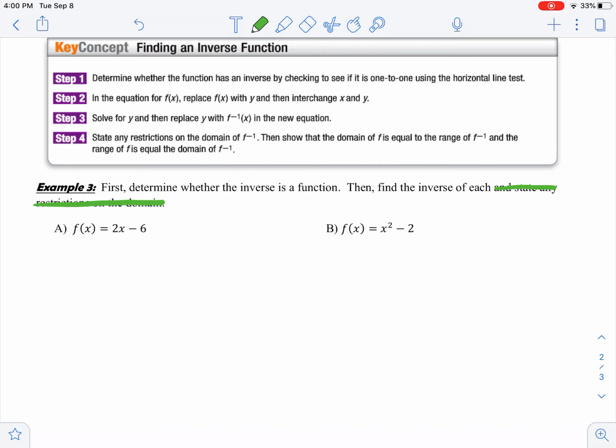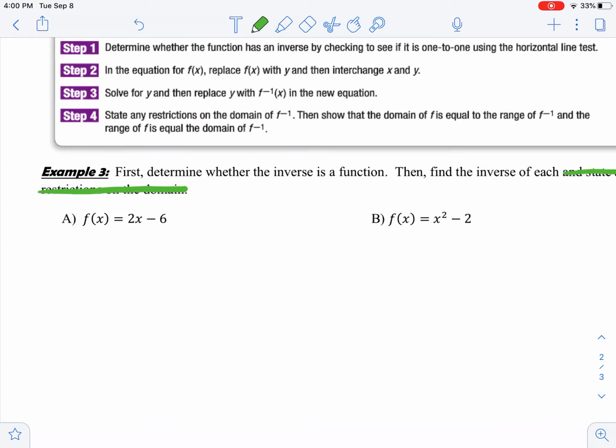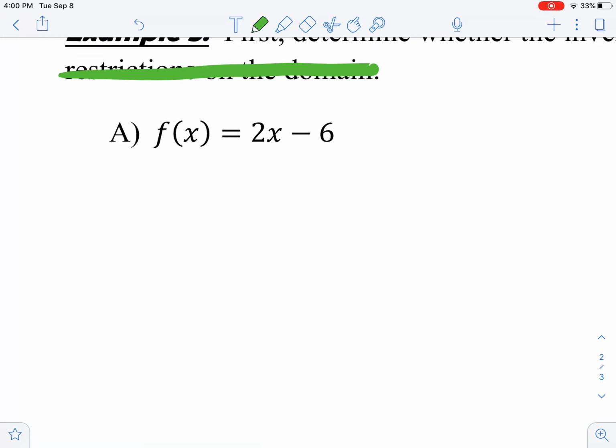Okay, so we are determining whether the inverse is a function, and then we're also finding the inverse of it, no matter what, even if it's a no. Okay, so let's start with this. I want to know, first off, is the inverse a function? So in order to know if the inverse is a function, I have to know what this looks like. This is a positive slope line. It looks like this. So does it pass the horizontal line test? Yes, the inverse is a function.